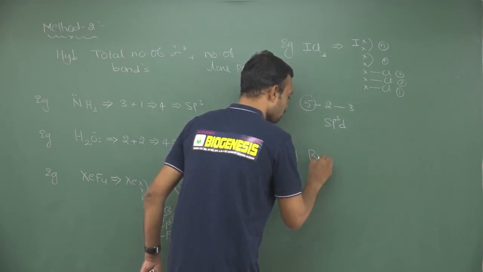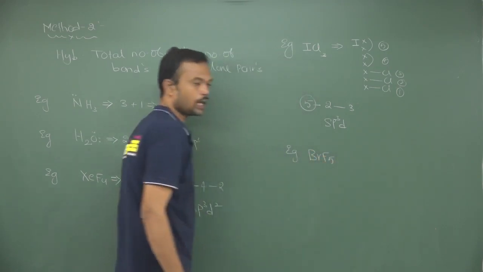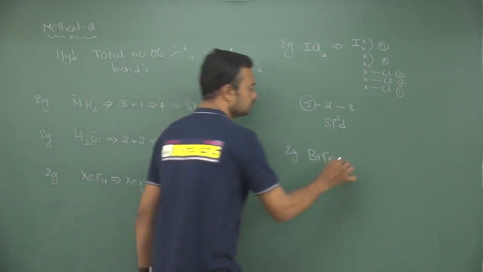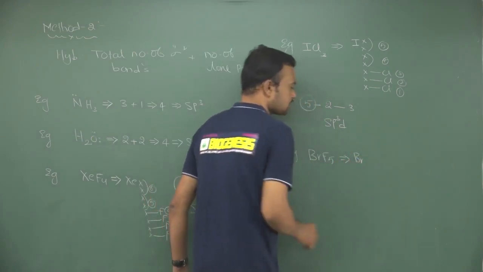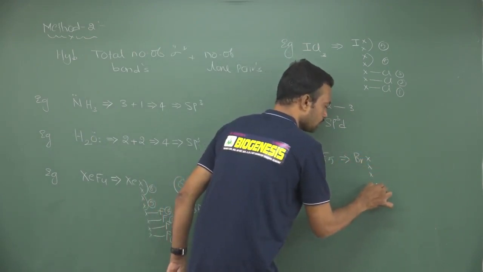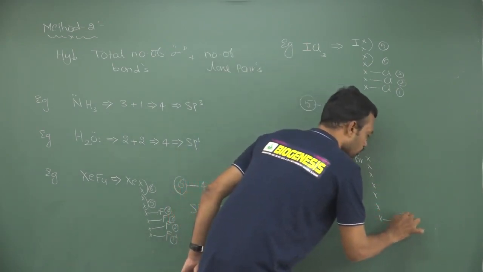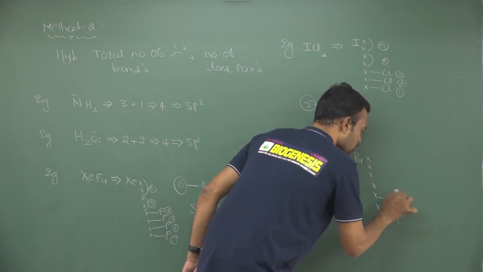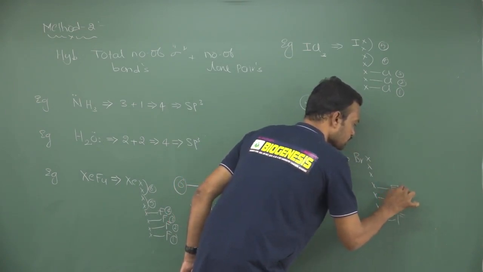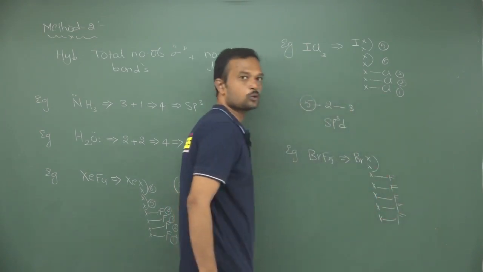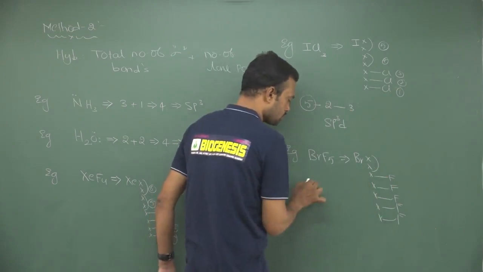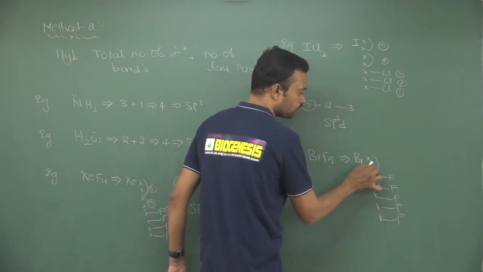Okay. So BrF5, a pentahalo interhalogen. Bromine is the central atom, 3, 4, 5, 6, and this is 7. Now 5 fluorine atoms are surrounded, 1, 2, 3, 4, and this is 5, and 1 lone pair is present. Total number of pairs is 6, or not? See, 1, 2, 3, 4, 5, and this is 6.